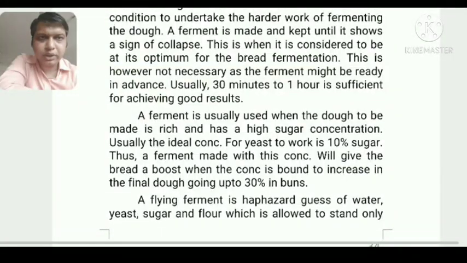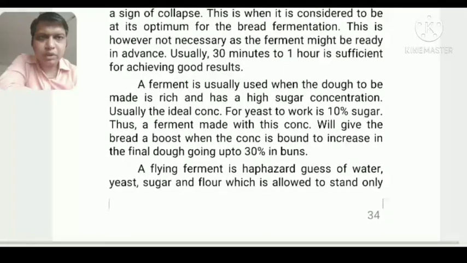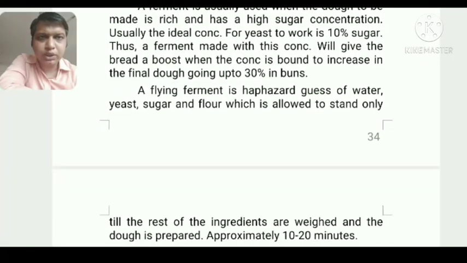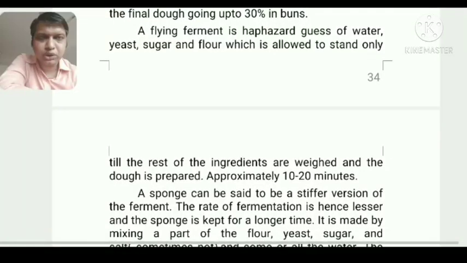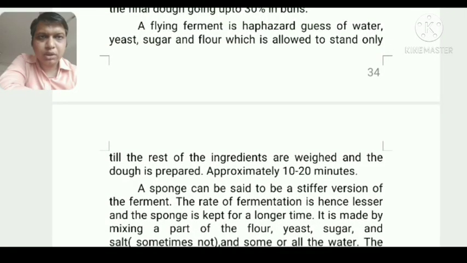The flying ferment has a batter of water, yeast, sugar and flour, which is allowed to stand only till the rest of the ingredients are weighed and the dough is prepared, approximately 10 to 20 minutes.